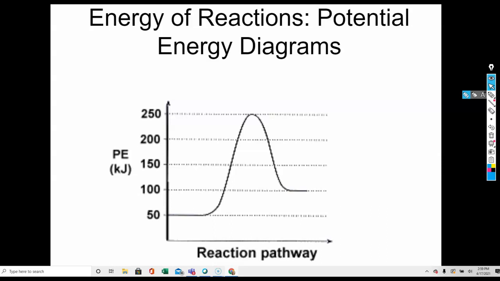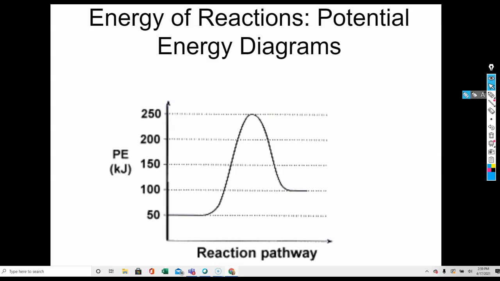Our reactants are at a potential energy of 50 kilojoules, but our products are at a potential energy of 100 kilojoules. So if we were to subtract products, 100 kilojoules, minus reactants, 50 kilojoules, we'd end up with an overall gain of energy for the reaction of 50 kilojoules. And so we would know, because there has been an absorption or gain of energy, that in fact what we have is an endothermic reaction.